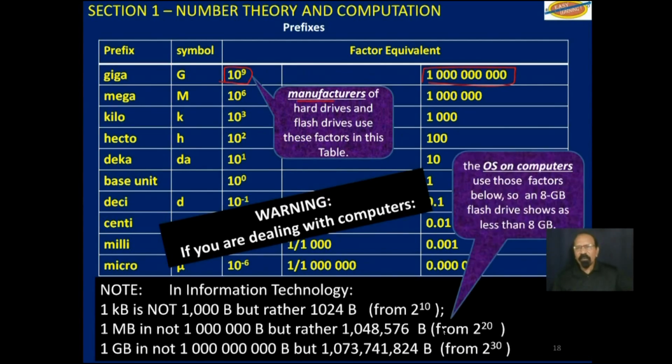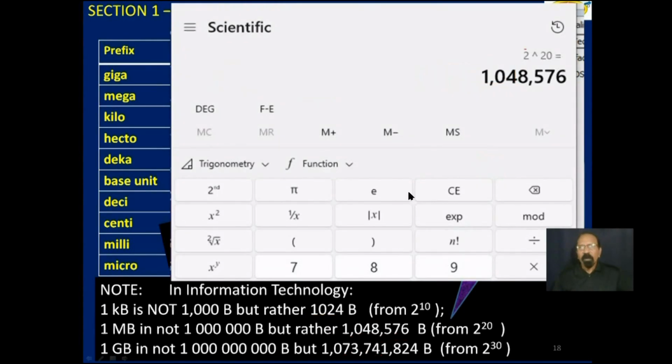But when you stick that same flash drive in your computer, your OS uses these conversion factors here. So your OS is dividing by a larger number, and therefore the 8 gigabyte flash drive will show up as less than 8 gigabytes. For example, 2 to the 20th is this. It's not 1 million, it's 1,040,000 and some. So if the manufacturer divides by a million and the OS divides by this larger number, when you put your flash drive in your computer, it will show less than 8 gigabytes.